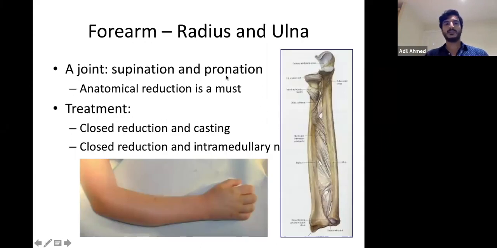So the forearm is radius and ulna. It's basically a joint that can perform supination and pronation. That's why it's important to get an anatomical reduction when we're plastering or when we're reducing fractures. But having said that, again, bayonet apposition, which is overlap of the bones, is still completely acceptable in a certain age, less than 10, and these still go on to remodel very well.